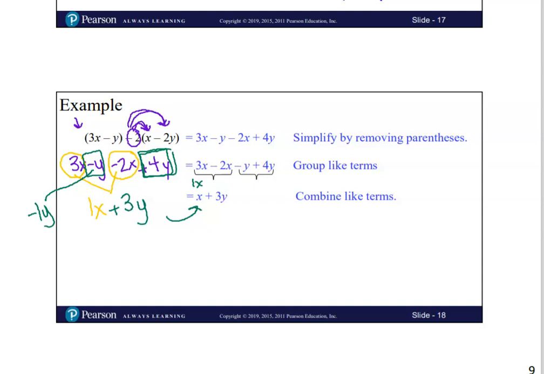Okay, that's the end of Chapter 7, Section 2.